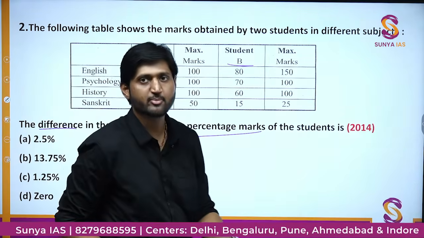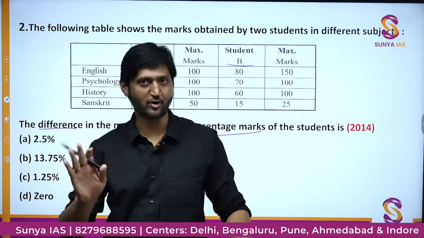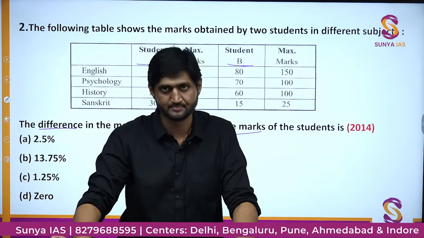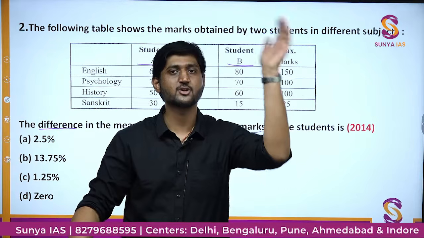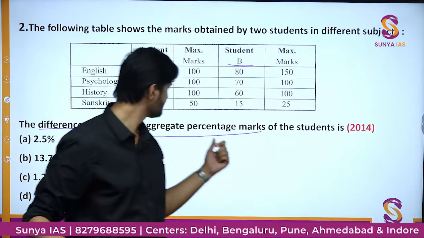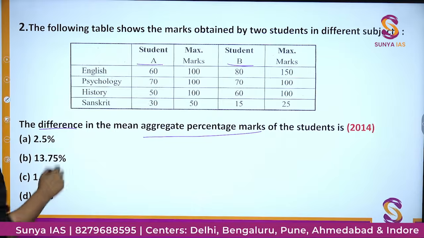So you know the aggregate percentage marks. These are the marks which, fortunately or unfortunately, you receive at the end of the term, at the end of the school year, at the end of the semester. So how much you have scored out of the total maximum marks is the aggregate percentage marks. So simply there is nothing much about the calculation.